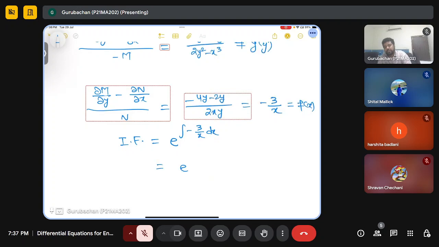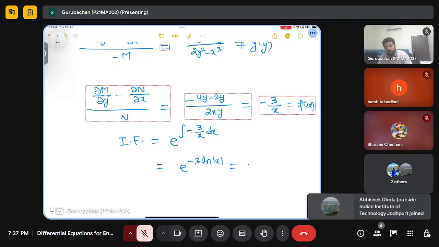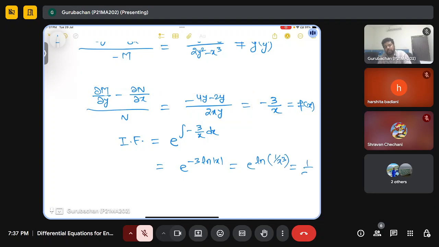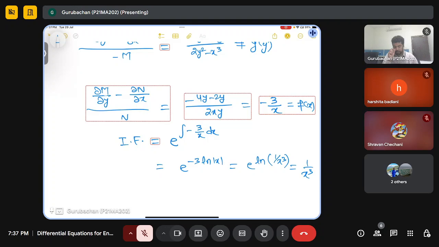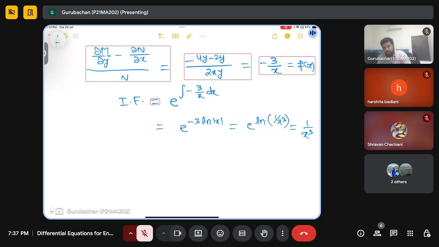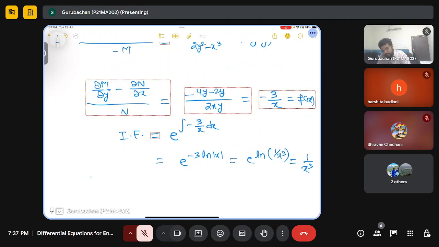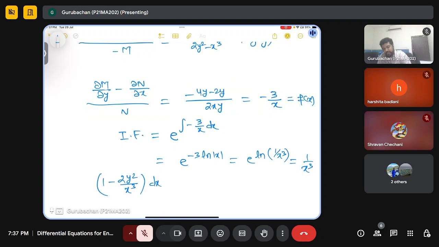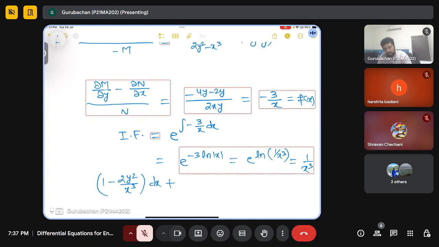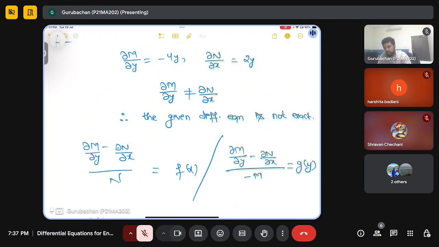So this will give you e to the power ln mod x, which will give you ln 1 by x cube, which will be 1 by x cube. So this will be our integrating factor. So multiplying this integrating factor to the equation, we will get 1 minus 2y square divided by x cube dx plus, it was 2xy, so it will be 2y by x square dy is equal to 0.